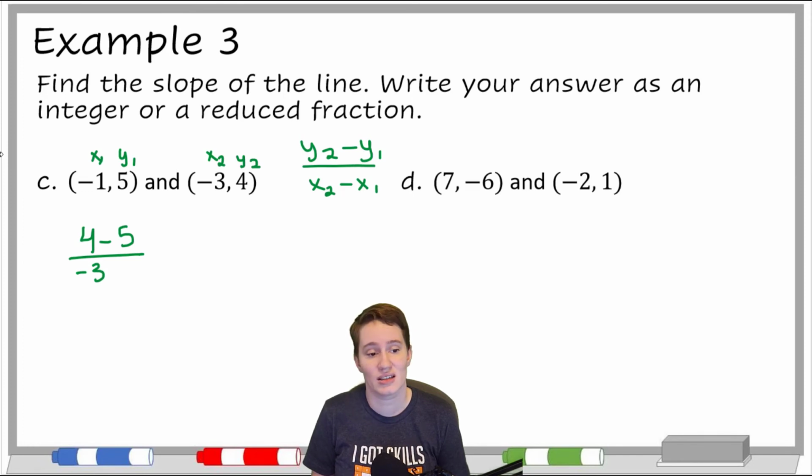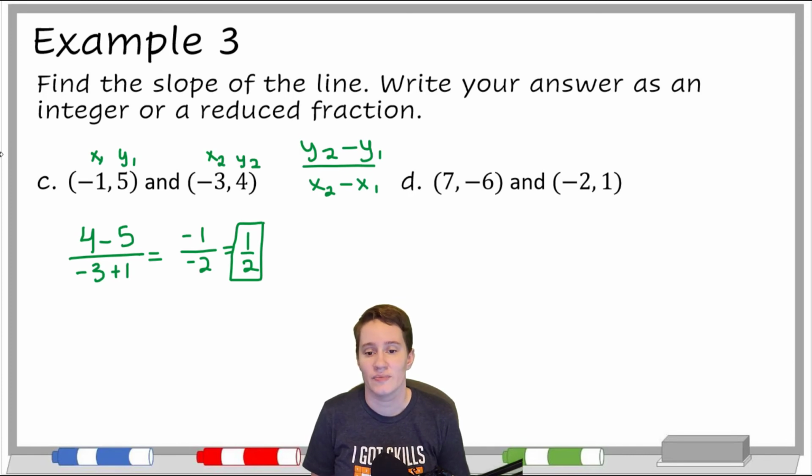Anytime you're minusing a negative, you can go ahead and change that to a plus right away, or you can write minus a negative 1 and then change it on the next step. Your preference, whichever. 4 minus 5 gives us a negative 1. Negative 3 plus 1 gives us negative 2. Two negatives when we're dividing give us a positive, so this answer should be positive 1/2.